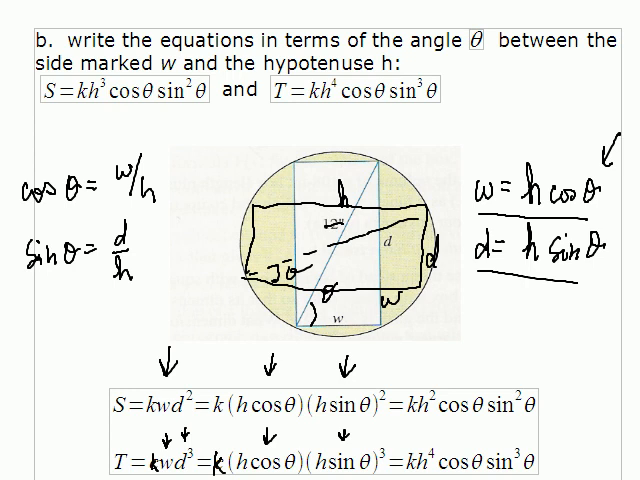Now we have the strength of the beam in terms of angle, and the stiffness of the beam also in terms of angle. And those are the functions we were looking for.